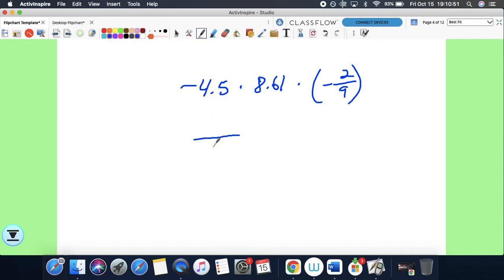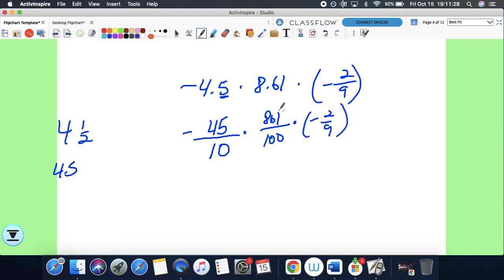So 4.5 as a fraction is, well, the 5 is in the tenths place, so that becomes a 10. So the fraction is going to be out of 10, and we put 45 on top, and negative. And if you change that to a mixed number, 10 goes into 45 4 times, and you have a half left over. So that's the same thing as 4.5, right? So we know it's correct. So times 8.61. Again, I'm going to write that as a fraction. So 8.61 is over 100, and 861 on top. And then times negative 2 over 9. So that's what I probably would have done if I didn't have a calculator.